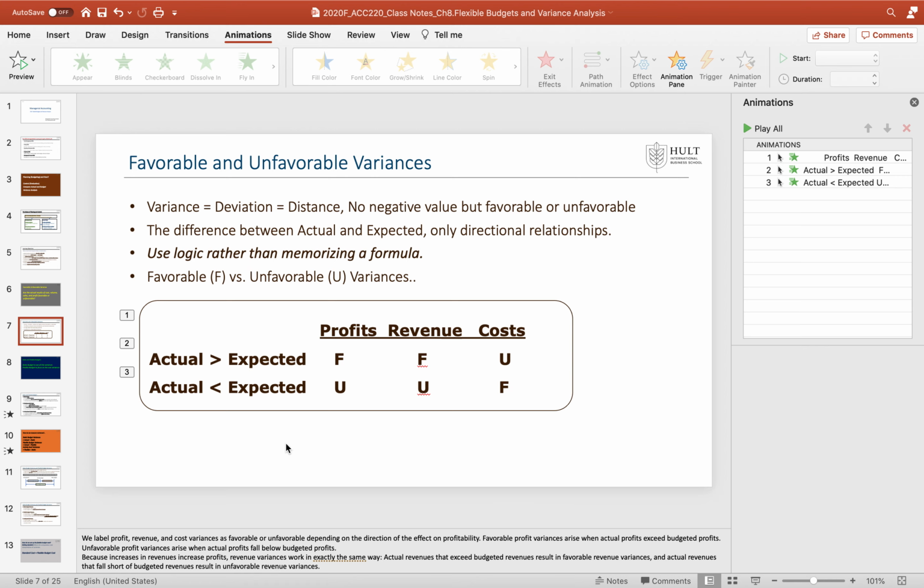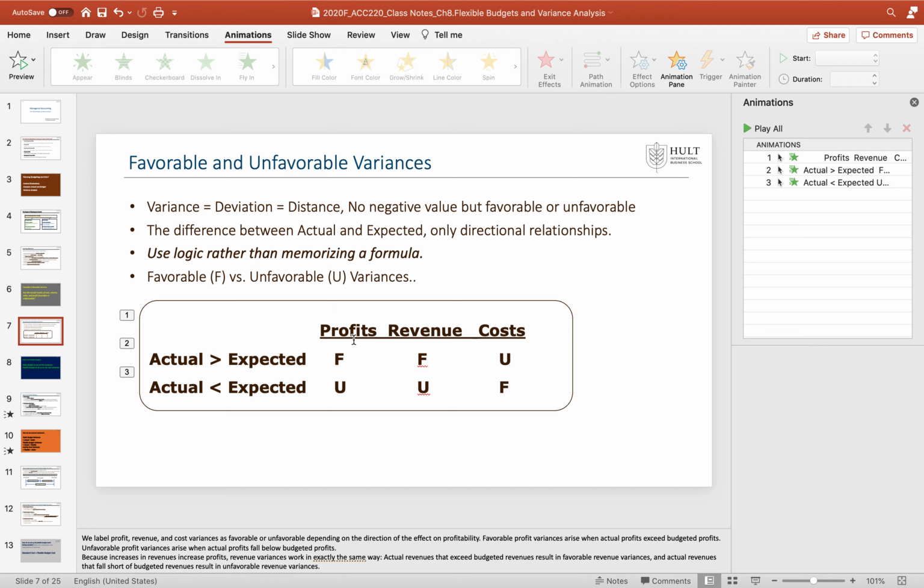Now, when we use the favorable and unfavorable variance concept, the variance means the deviation, the distance, so no negative value. We only measure it as favorable or unfavorable, the difference between the actual and expected. So when we recognize the profits, revenue, and cost, and compare the actual with the expected, we use just the logical way rather than memorizing some formula.